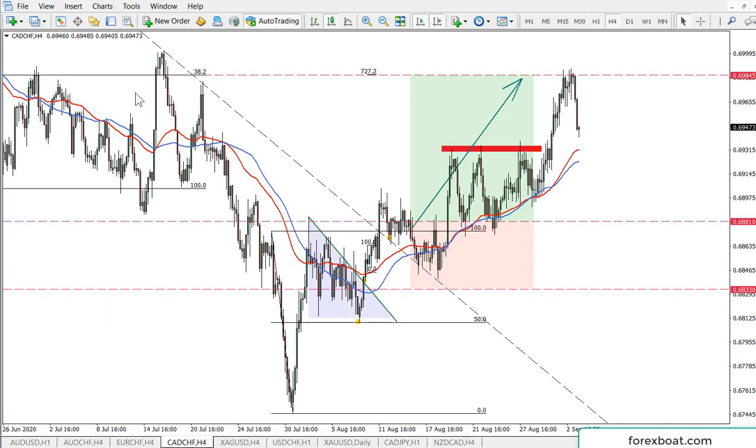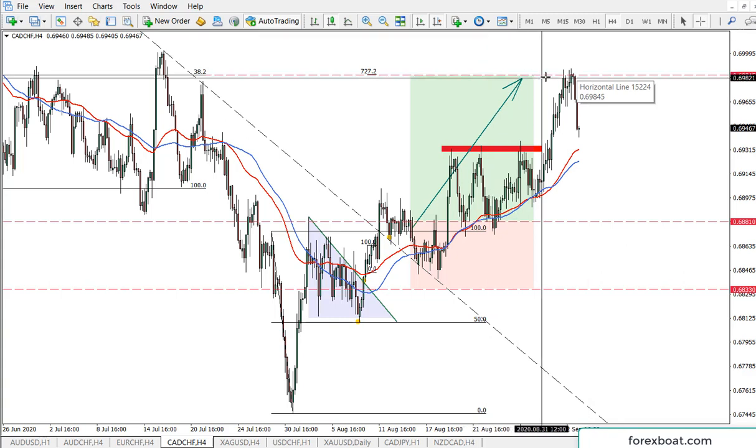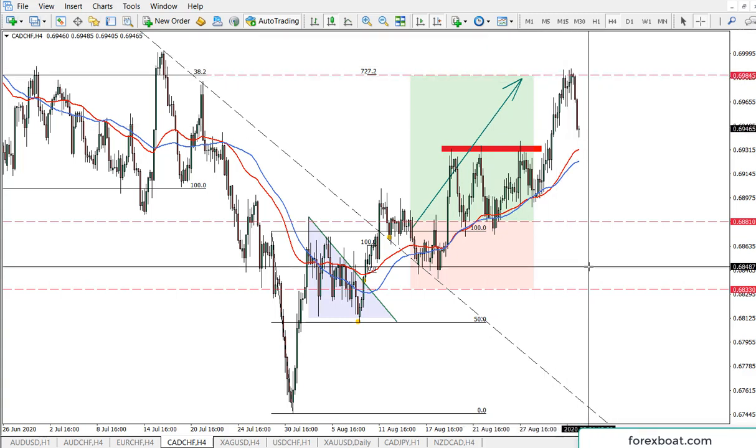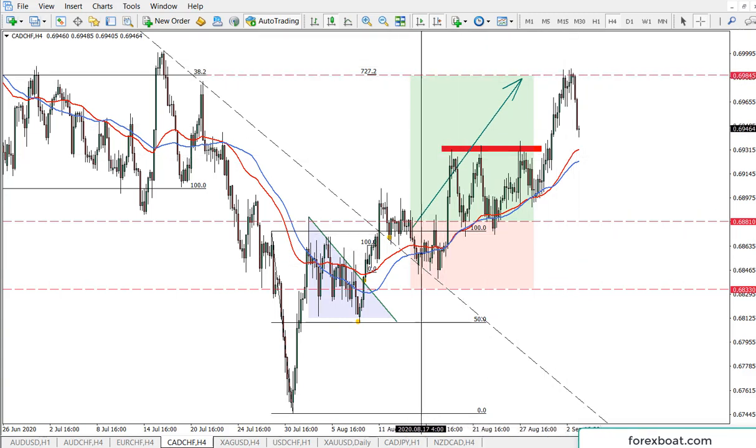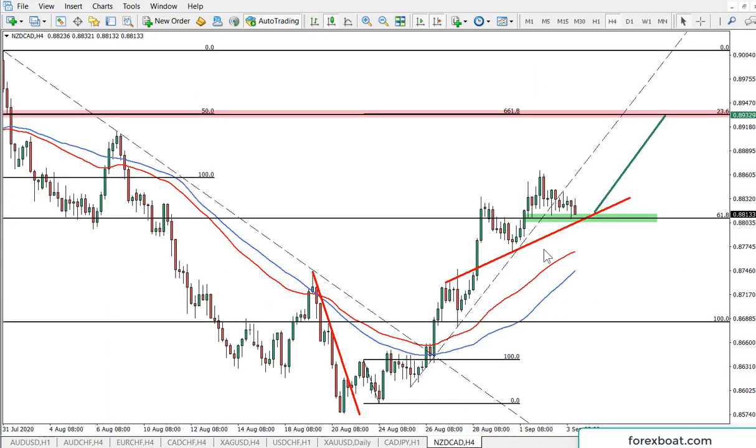Besides, we had Canadian Swiss franc, guys. We clearly tested the resistance. So the resistance has been rejected. So upside target has been tested and price started to move down. So now it's time perhaps for the Canadian dollar weakness, and we're coming up with this trade analysis.